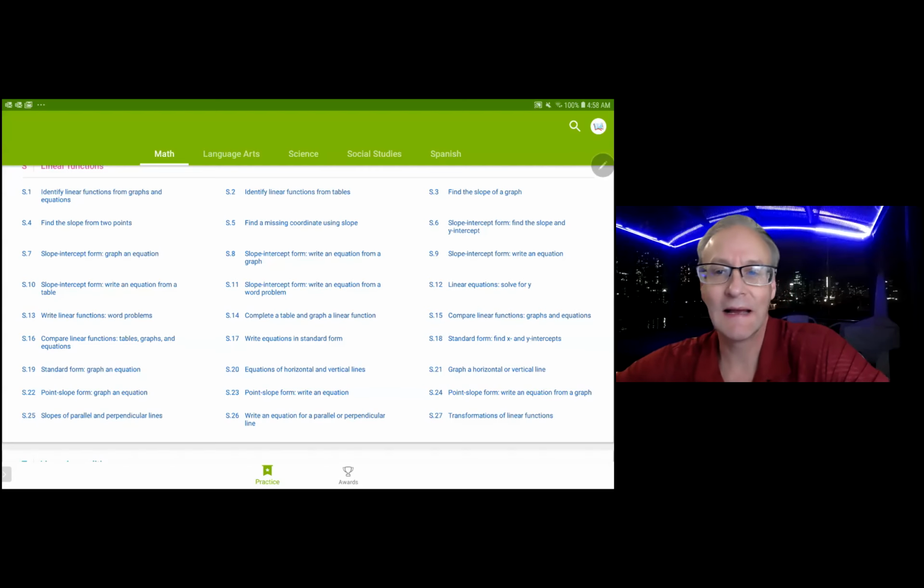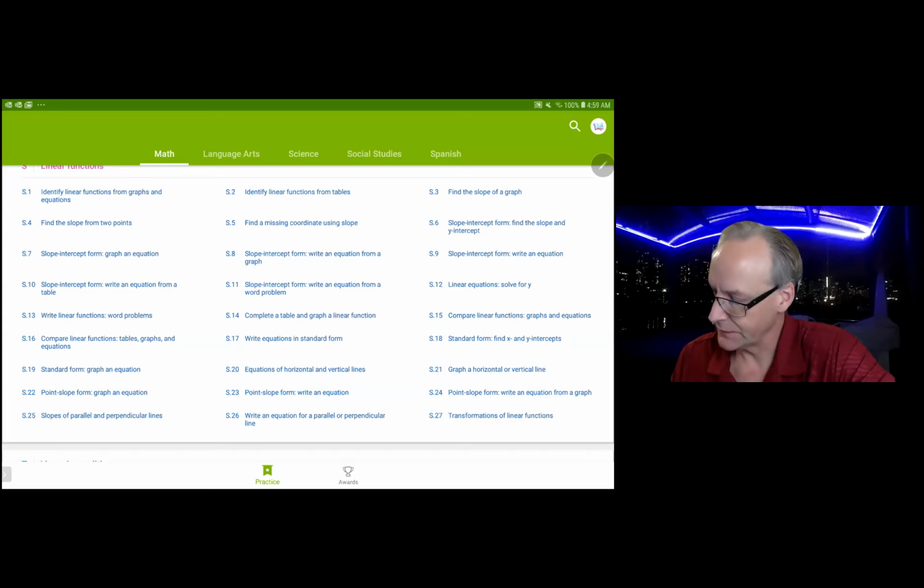Hi, everybody. We're on our last two sections for S in Algebra 1. This is graphing, and today we're going to do S.26, which is write an equation for a parallel or perpendicular line. I haven't previewed it, so it's going to be a surprise. Let's take a look and see what they're going to have us do.